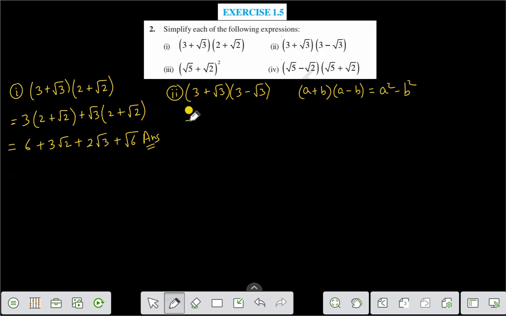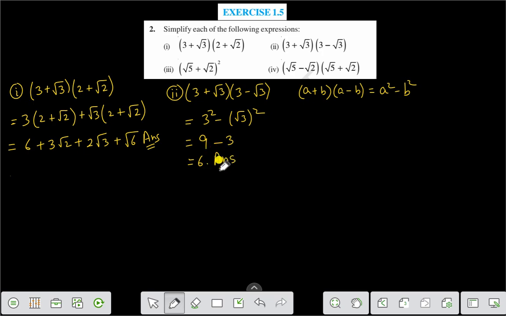Therefore we are getting 3 square minus root 3 whole square. 3 square is equal to 9, minus root 3 into root 3 is 3. 9 minus 3, that is equal to 6. And that is the answer.